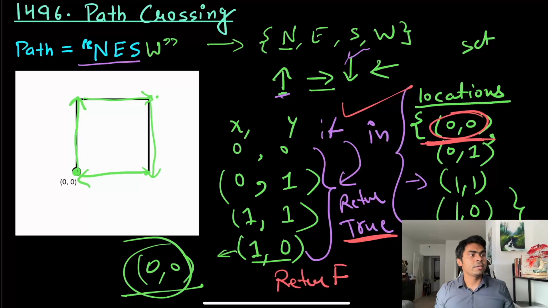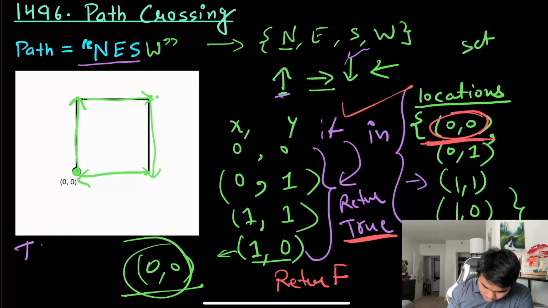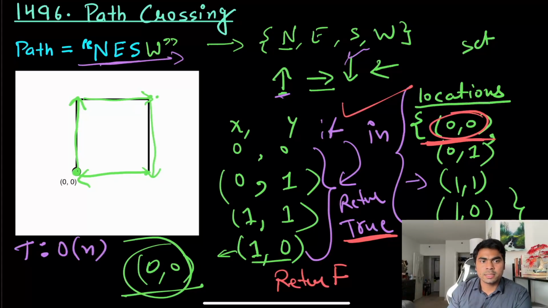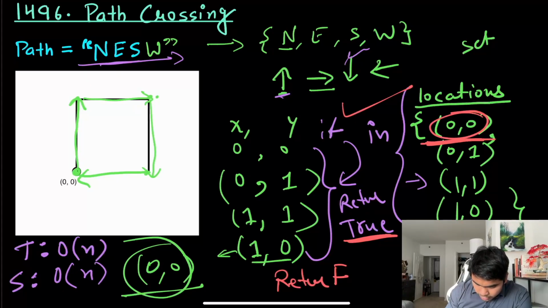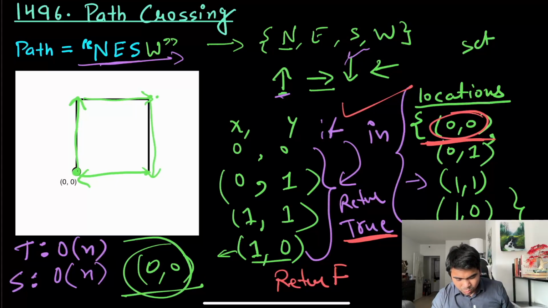All right, so that will be the entire solution. Here the time complexity of this solution is going to be big O of n. That's because we are only doing one iteration from left to right over the entire string, where n is the length of our path. Space complexity, well, we are using this location set, which is going to be big O of n as well. So can we do better?